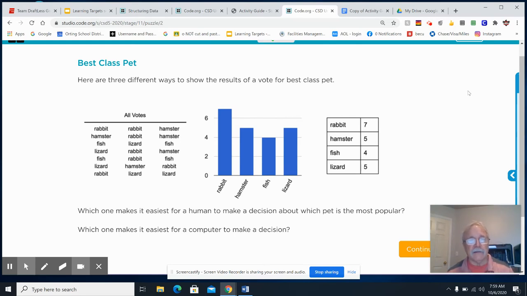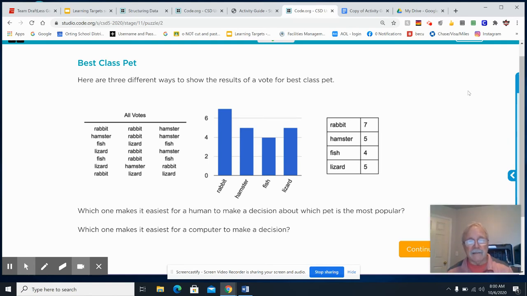Okay, so which one of these surveys would you use for finding your best class pet? The first one gives you an example of all of the choices that were given. Is there any breakdown of it? Not really. Okay, the second one gives you kind of a bar chart, and it gives you the bar with the highest amount of results, which is kind of good. You can get a good look at that and you can draw some good conclusions. The last one is the actual chart of the count. Rabbit 7 votes, hamster 5 votes, fish 4 votes, and lizard 5 votes. So if you look at that, I mean, that's pretty straightforward.